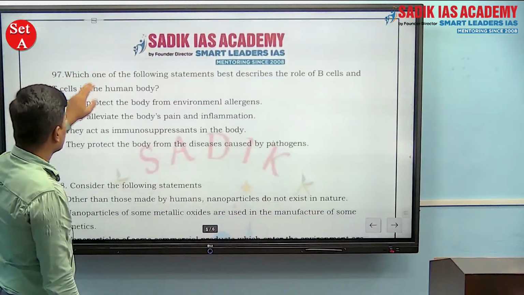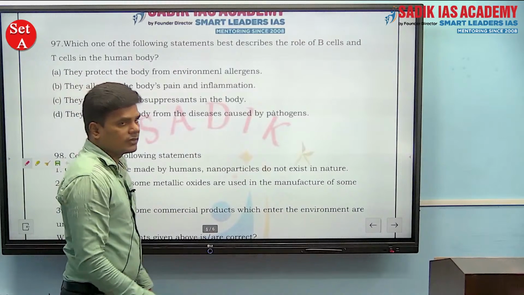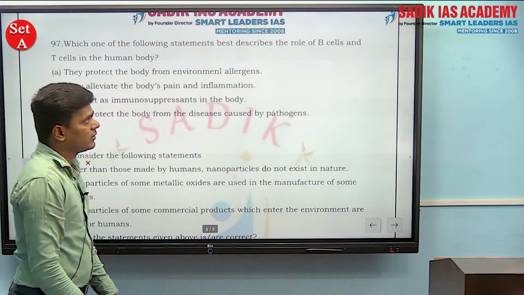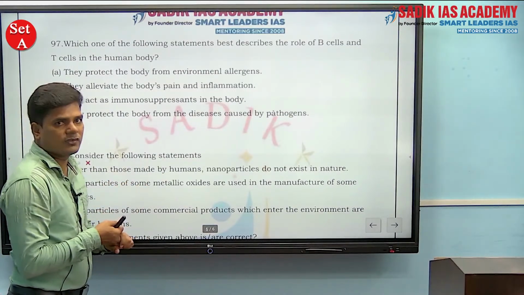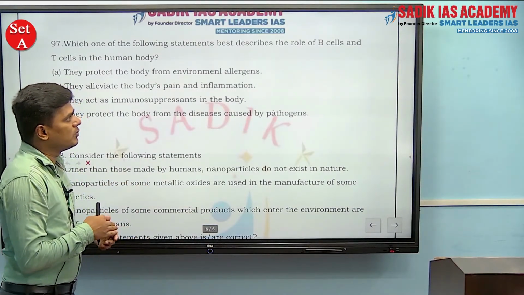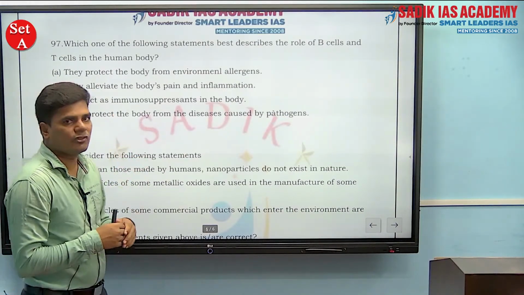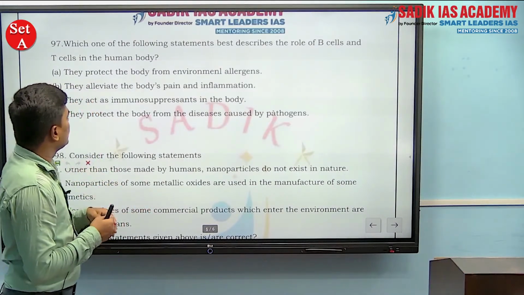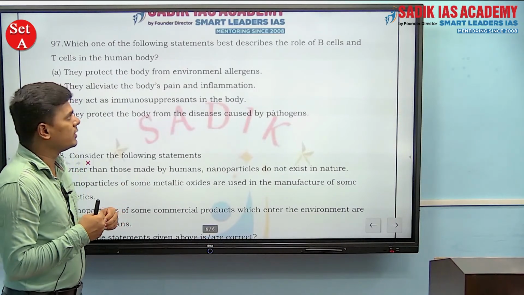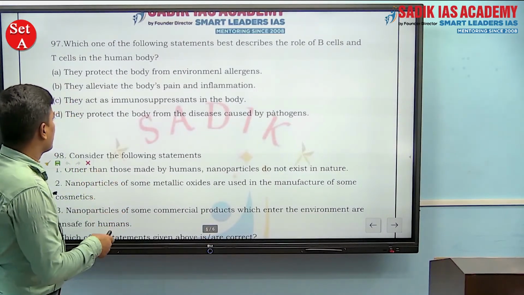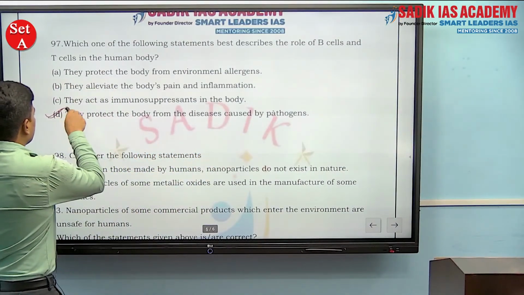Then we will move on to question number 97. Question number 97 is about the basic cells, B cells and T cells. I have asked many questions based on B cells and T cells. Of course, these are white blood cells which help in the immune system. B cells produce antibodies, and T cells kill the compromised cells in our body. So it is going to protect the body from disease caused by pathogens. This is the correct answer for this question.